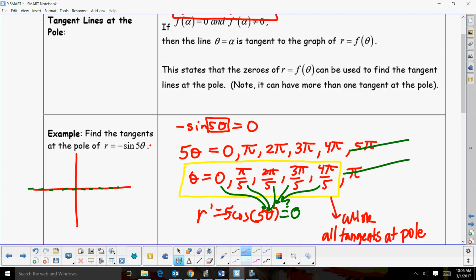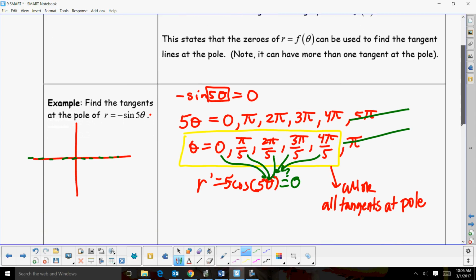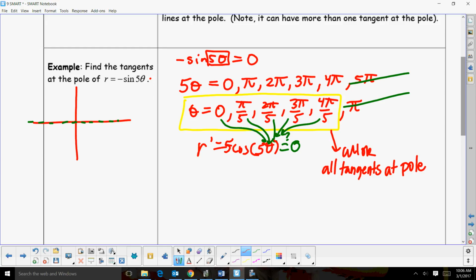So what does that mean, right? And then before I go on, Grant, what's your question? Oh, because pi and 0 are the same line. So why did you take r prime? Because if r prime is also 0, then it's not going to end up being a tangent at the pole. Because, again, with r prime, we're going to talk about how fast it's changing from the pole, and it's not changing there. And we'll get into that later. Okay?